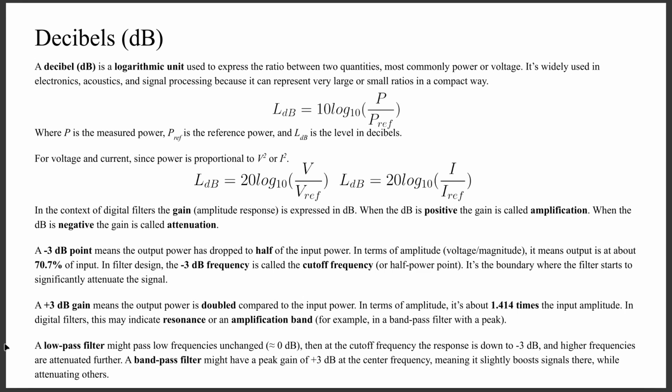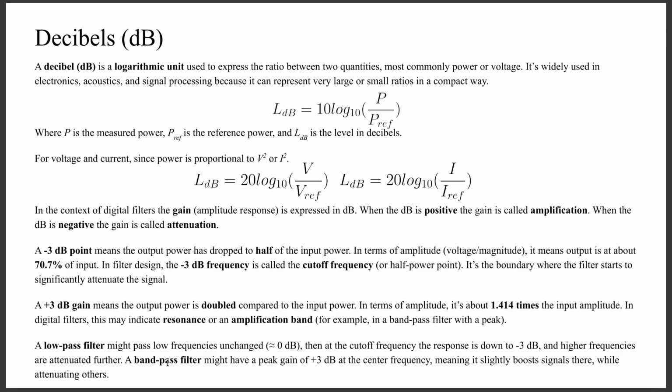A positive 3 dB gain means the output power is double compared to the input power. In terms of magnitude, it's about 1.414 times the input amplitude. In digital filters, this may indicate resonance or an amplification band.